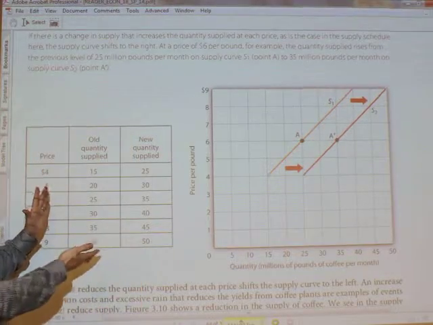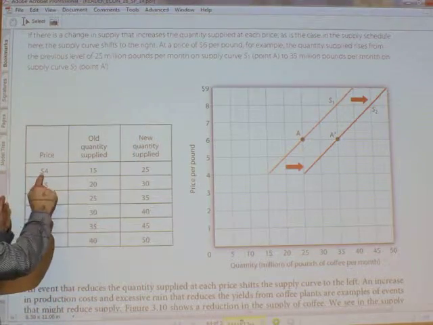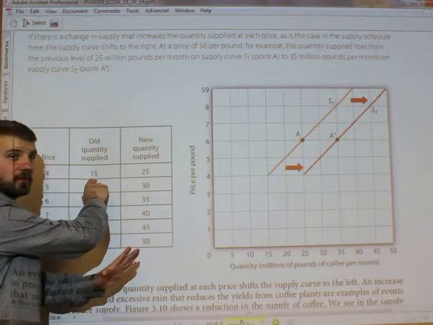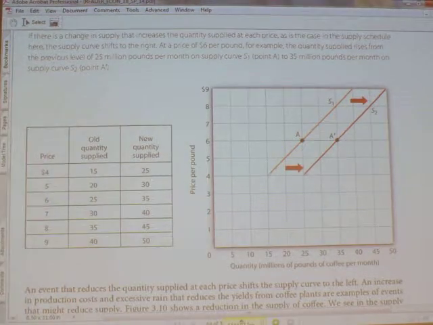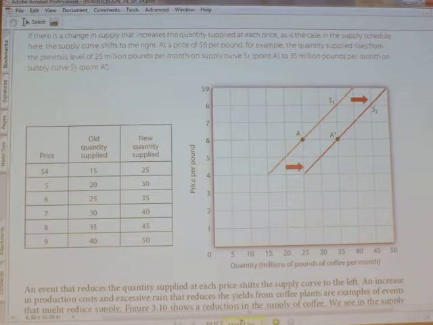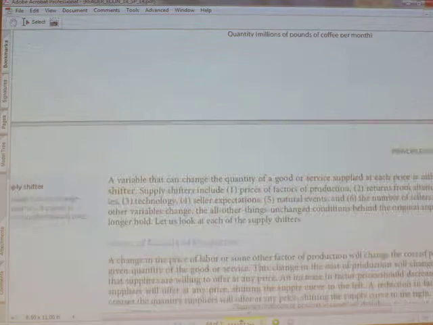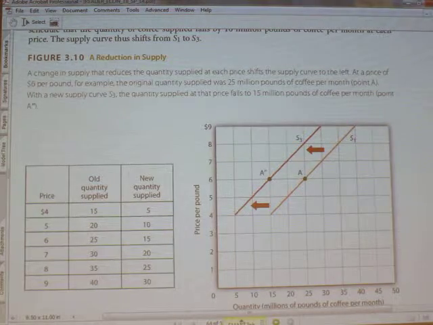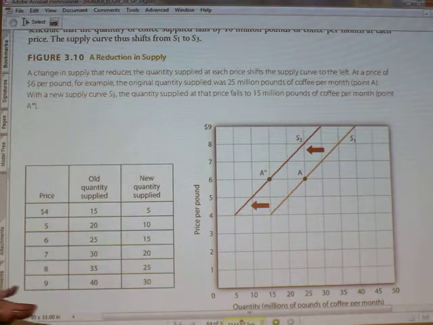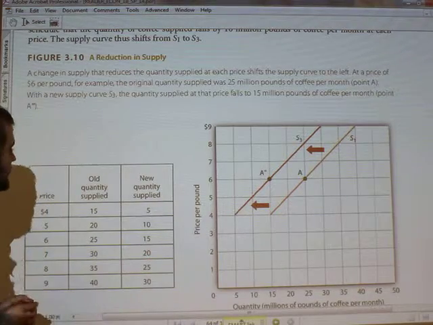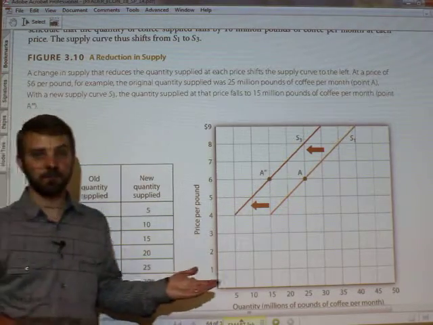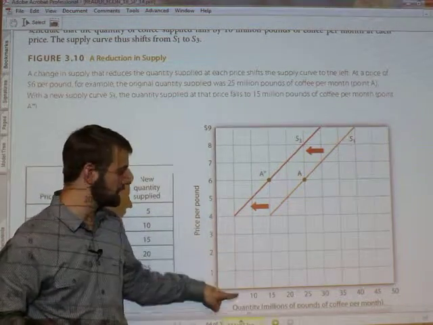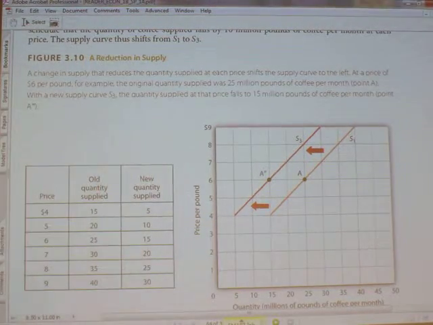You see the exact same information here in the schedule, right? At a price of $4, before they were willing to supply 15 million pounds, but after the good weather, they were willing to supply 25 million pounds. So that is an example of a supply shifter and a shift, an increase in supply. You can also have a reduction in supply. For example, if the weather is not favorable, but unfavorable, then you'll see that if there's less coffee, due to the bad weather, at a price of $4, suppliers will only be willing to sell maybe 5 million pounds.